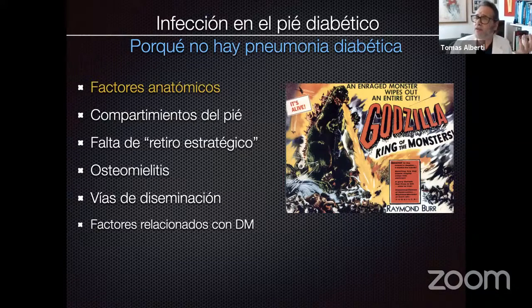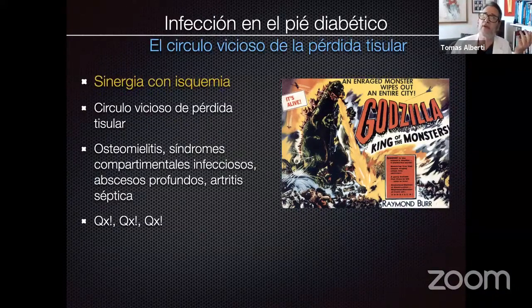Entonces, la infección es un gran problema en el pie diabético y ocasiona un círculo vicioso de pérdida tisular. Funciona sinergísticamente con la isquemia. La osteomielitis, los síndromes compartimentales infecciosos, abscesos profundos, artritis séptica, esas son las cosas que nosotros tenemos que detectar en un pie diabético. Ese es el motivo por el que el pie diabético en muchos sentidos no es un asunto de cuál apósito poner. Es un asunto en muchos sentidos quirúrgico. Es una infección que debe ser tratada quirúrgicamente.